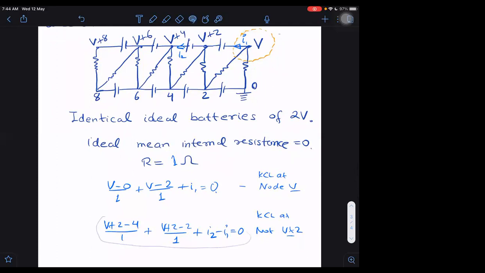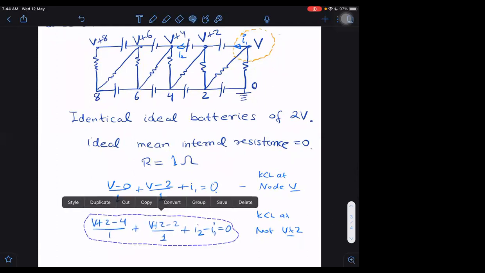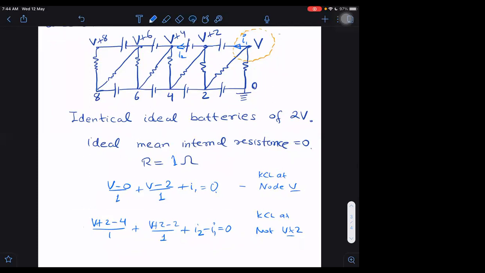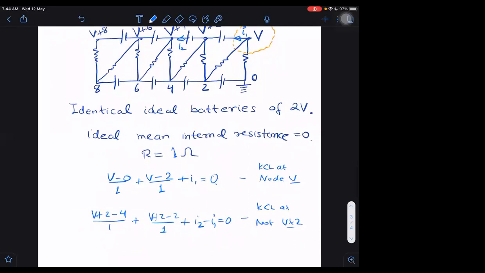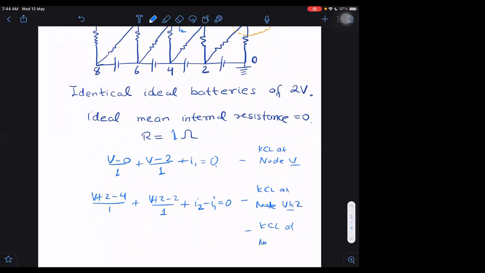Those who have written this, they were doing it right. And those who have not done this, it means they still need more practice. They still are doing it wrong. So I hope for the third one, at least you will do it right now. Will you do it right for the third one? KCL at node V plus 4.